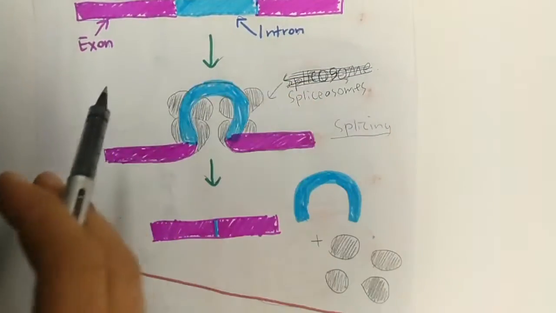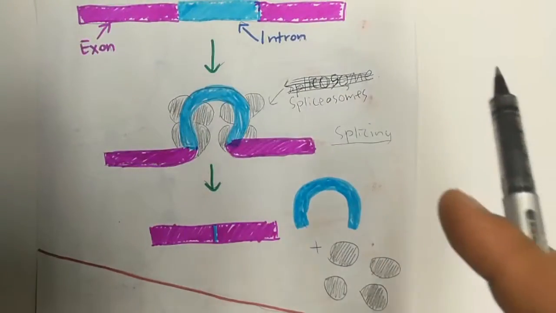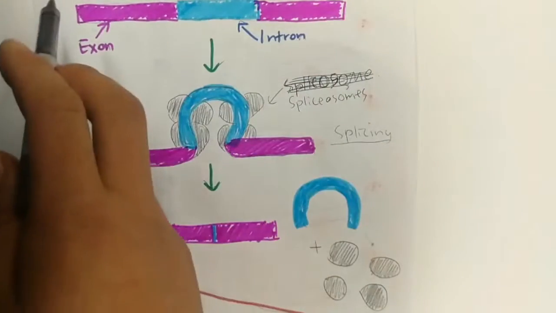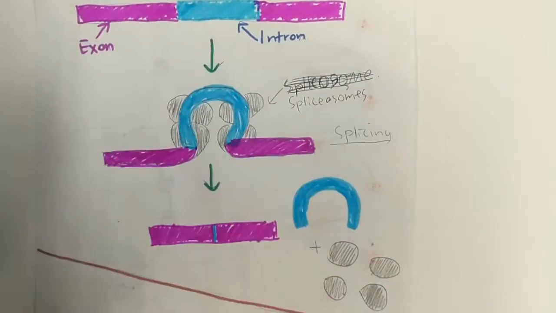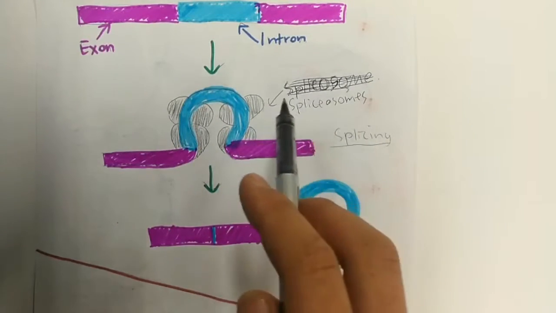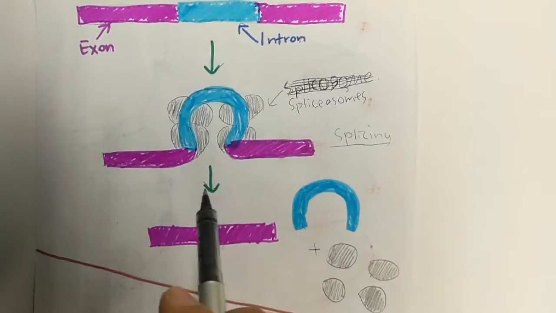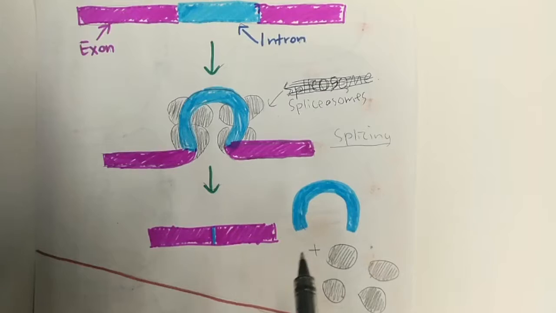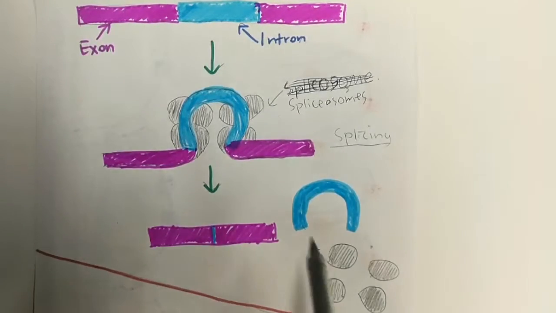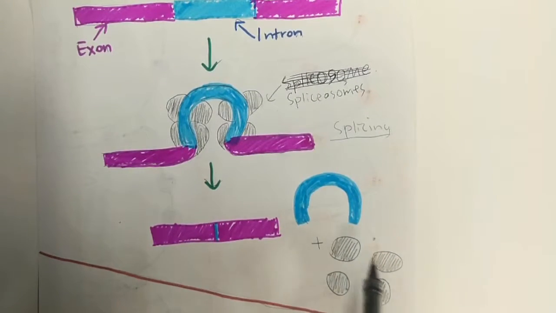Here is a simplified diagram of mRNA splicing, which is a type of post-transcriptional modification. In the pre-mRNA here, there are both exons and introns. The splicing is done by spliceosomes. In the final stage, there are only exons left in the mRNA, which is called mature mRNA, and the introns are spliced out, and the spliceosomes simply break down.